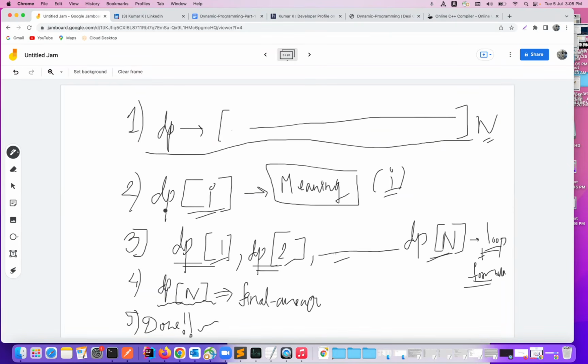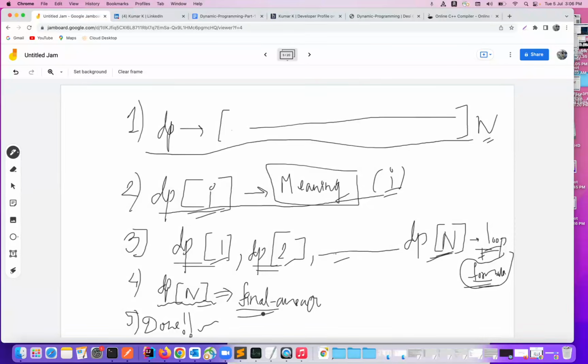Then try to understand the meaning of DP of i. After that, you have to calculate DP of 1, DP of 2, DP of 3 till DP of n. How will you calculate that? By using a loop and a formula. The most important thing in DP is to find this formula. Once you know the formula, you have calculated all the DP values, DP1 to DPn. So DP of n in most cases is our final answer.